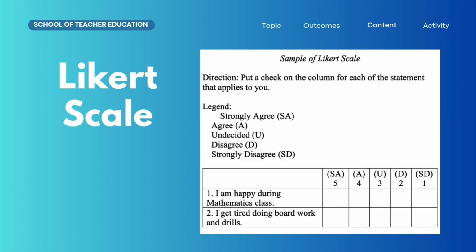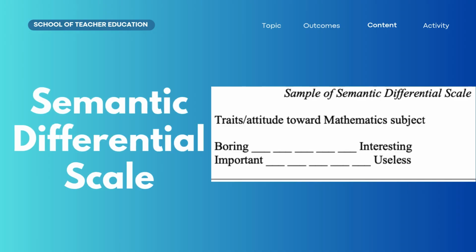Also, we have Likert scale. The difference between rating scale and Likert scale is that rating could just be any random numbers. Likert scale is not really that random, because when the student picks 5 or 4, that means they strongly agree or they just agree. Now, there's also what we call semantic differential scale, in which they will just pick in between two options. Could be, for example, their attitudes or traits towards mathematics subject could be boring, or it could also be interesting.